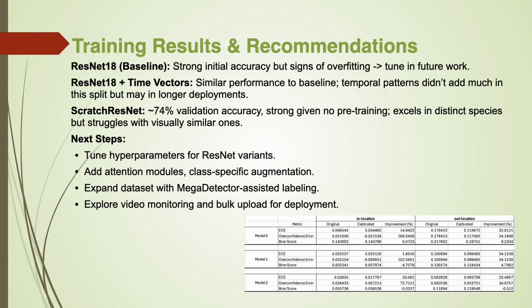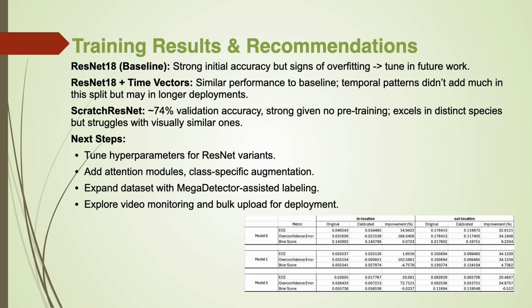For ResNet 18 with time vectors, performance was very similar to the baseline. In this data split, adding seasonal and daily time patterns didn't make a big impact, but we expect it could be more valuable in a long term deployment where those patterns are more pronounced. ScratchResNet reached about 74% validation accuracy, which is quite strong given that it was trained entirely from scratch with no pre-training. It excelled at classifying distinct species like cats and coyotes, but it did struggle with visually similar ones such as foxes and coyotes, where even humans might have trouble.